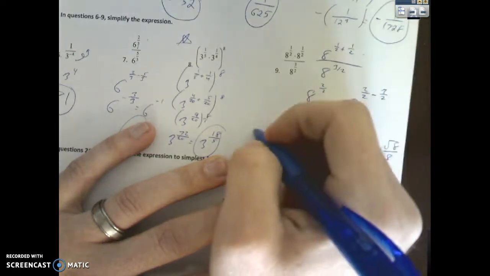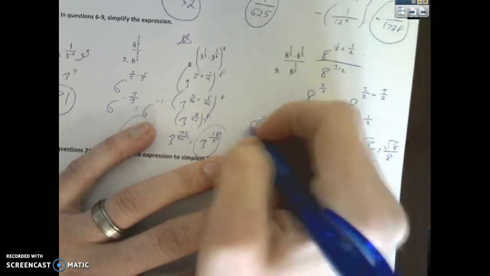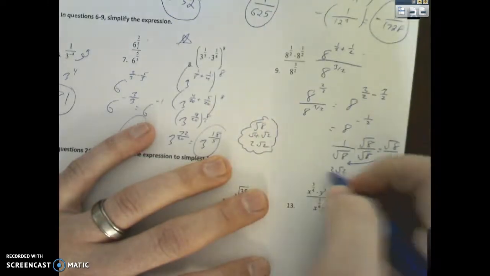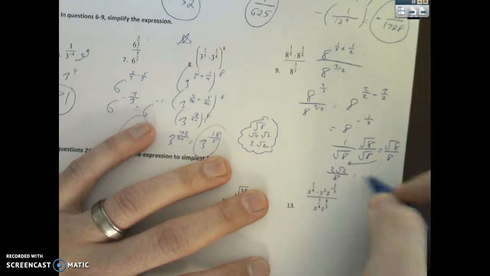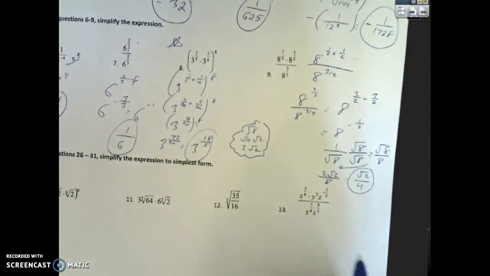Just off to the side here, root 8 can be broken down to root 4 times root 2, 2 root 2. If you need to see the work, it's right here for you. Okay, so I have 2 root 2 over 8. These numbers can be reduced down. Root 2 over 4. Again, I know it's a doozy of a problem. Take your time. You'll be okay.